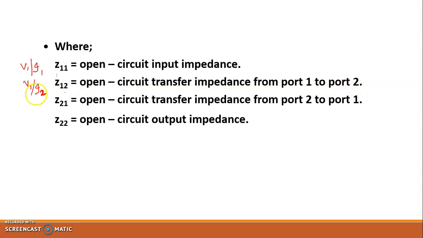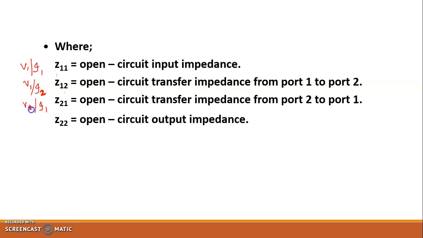Due to the voltage in port 1, what is the variation in the current in port 2? So this is represented by Z12. It is known as the open circuit transfer impedance from port 1 to port 2. And the third parameter is Z21, and it is known as the open circuit transfer impedance from port 2 to port 1, because it is a ratio between V2 and I1.